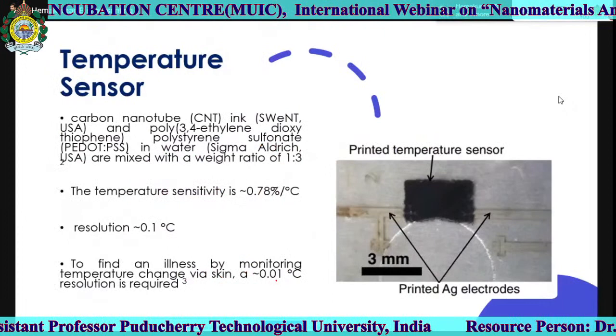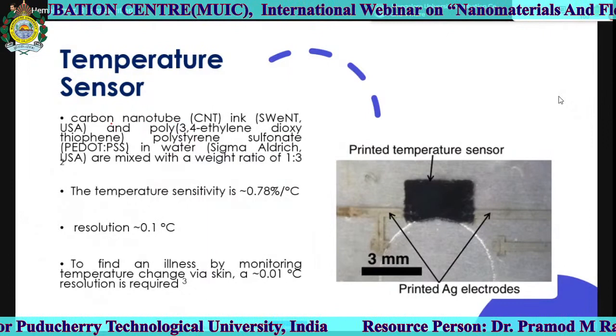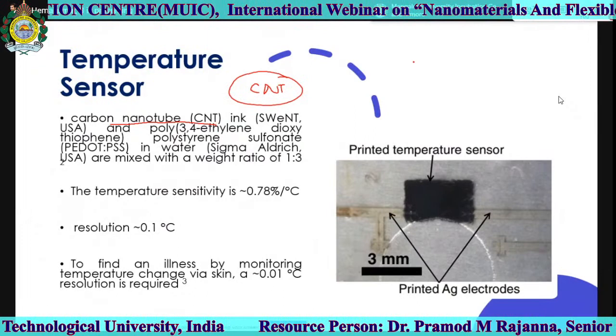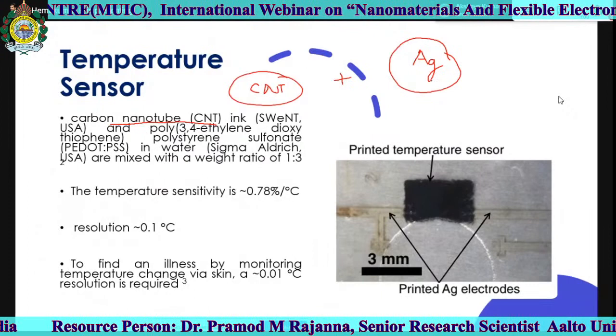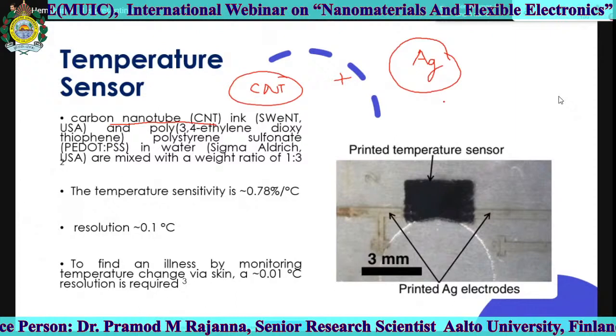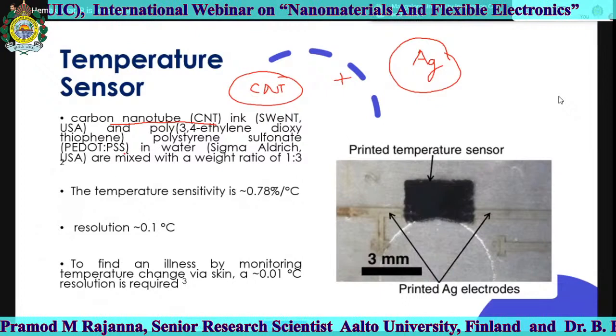Coming to the temperature sensor, as Pramod sir told, it is using a carbon nanotube ink. Whenever you have medical applications, the most preferred material for recording biosignals is silver. So this carbon nanotube is mixed with silver. That is the most prominent type of sensor. And as Sir told, it is using PEDOT:PSS.